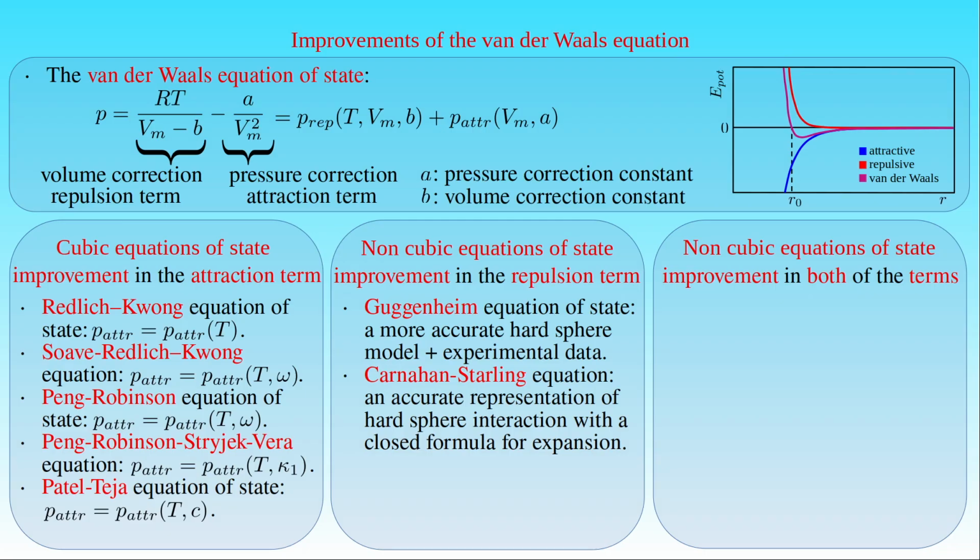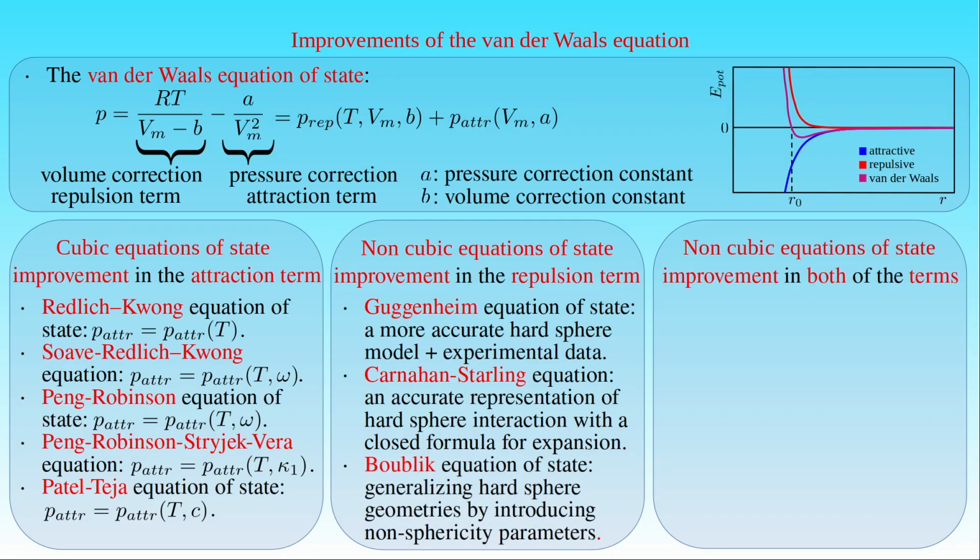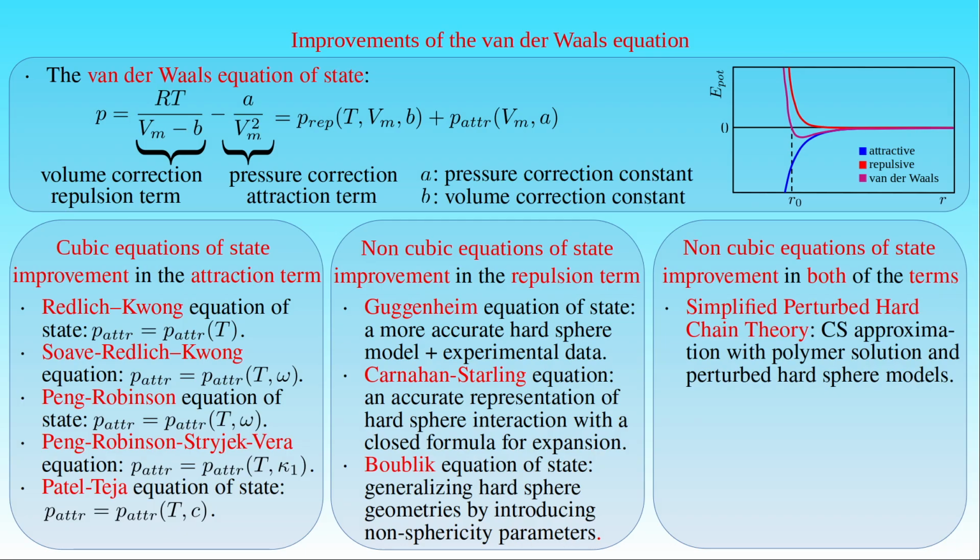The last equation of state in the second group we talk about is the Boublik equation of state, where the hard sphere geometries of the interacting molecules are generalized by using non-sphericity parameters in the attraction term. Finally, we will present three examples in the third group, starting with the equation of state derived from the simplified perturbed hard chain theory, which still applies the Carnahan-Starling approximation in the repulsion term and uses a theory unifying polymer solution theories and the perturbed hard sphere theory to model the molecular interactions in the attraction term.